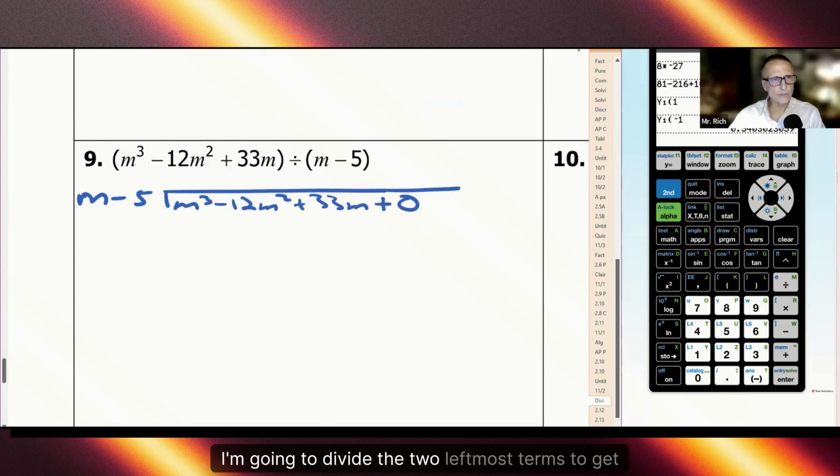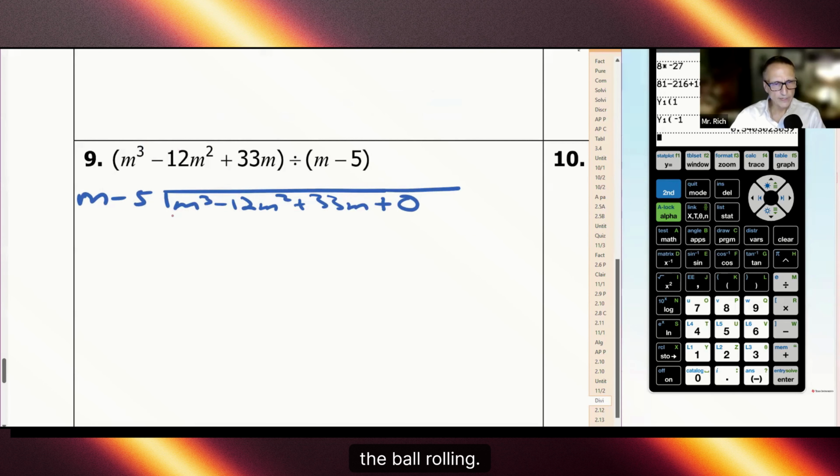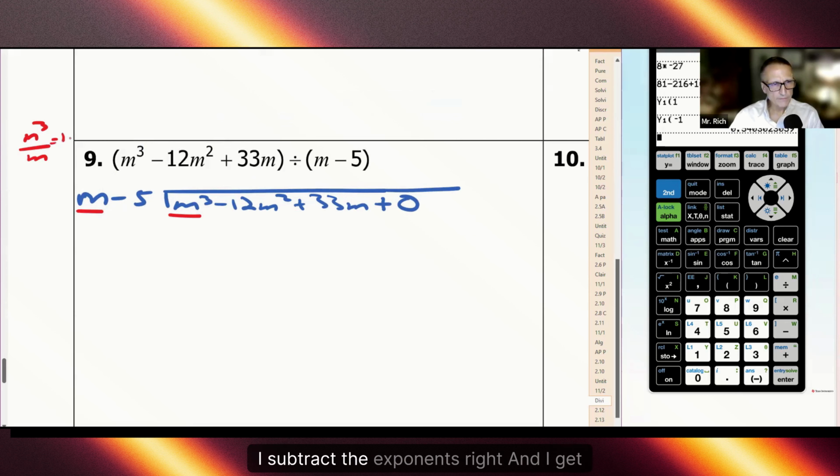I'm going to divide the two leftmost terms to get the ball rolling. I'm going to take m to the third and divide it by m. I'll do that off to the side here. M to the third over m. I subtract the exponents, right? And I get m squared. So that's my first answer here. The first part of my answer is going to be m squared.